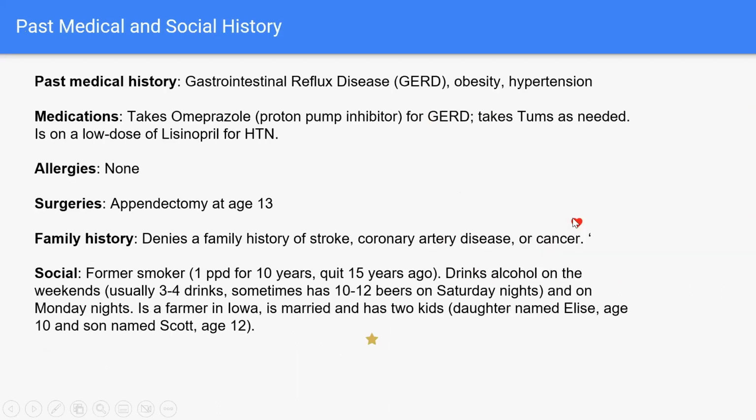Great. So here's some of his past medical and social history. All right. Anything that sticks out to you about his medical and social history?